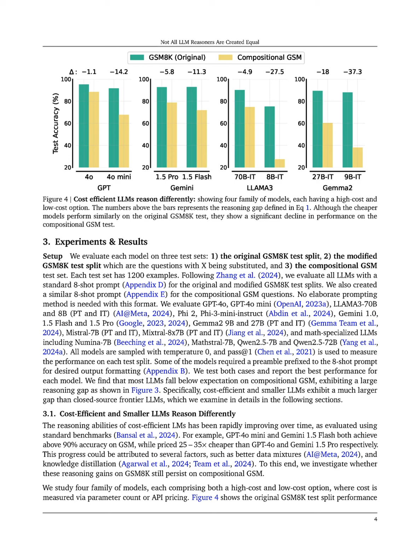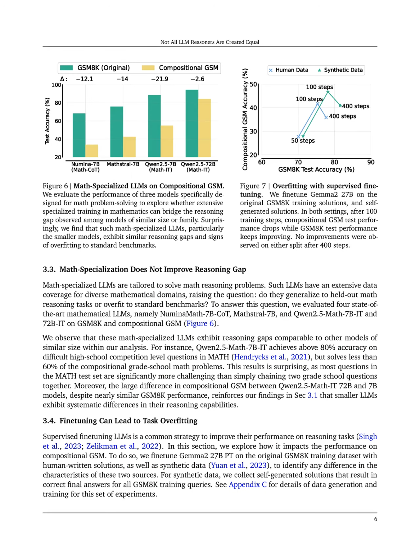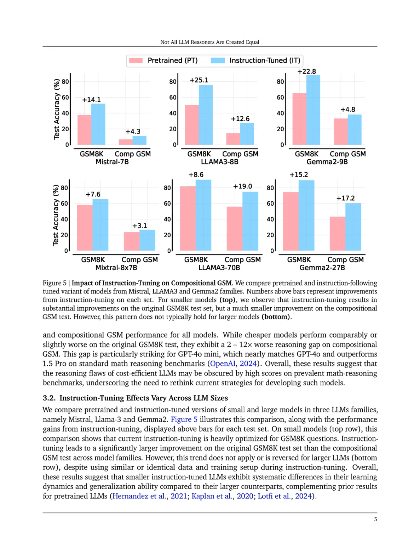For instance, smaller and cost-efficient models exhibited a 2 to 12 times worse reasoning gap on compositional GSM compared to their performance on GSM 8K. Additionally, math-specialized LLMs, despite their extensive training on mathematical domains, showed similar reasoning gaps, with some achieving over 80% accuracy on more challenging math problems, but solving less than 60% of compositional grade school math problems. These findings underscore the need to reassess the evaluation strategies for LLMs, as high scores on standard benchmarks may mask underlying reasoning deficiencies.